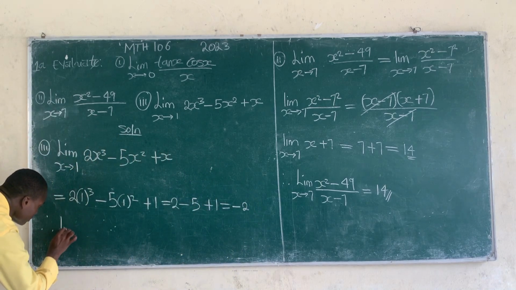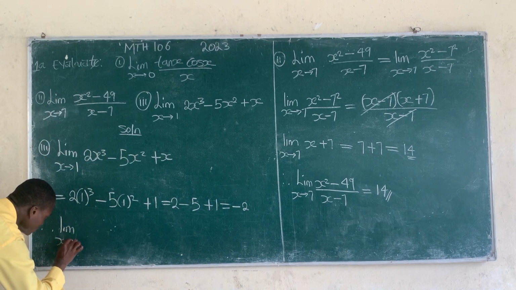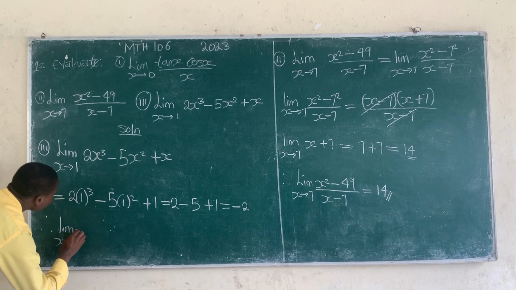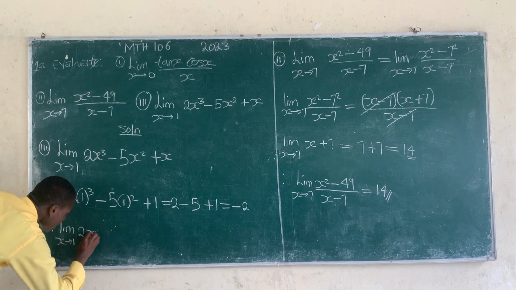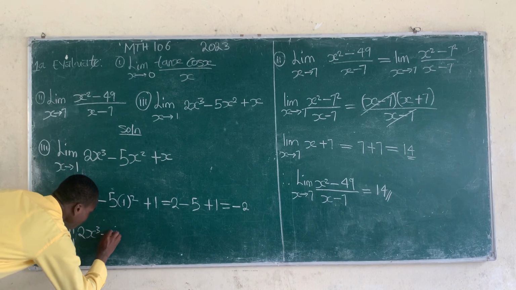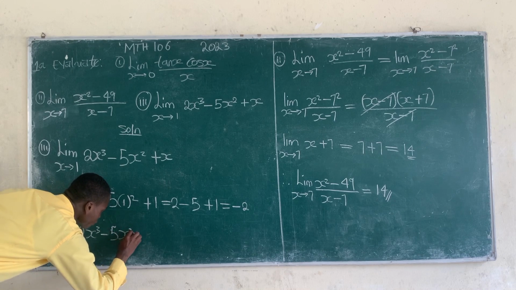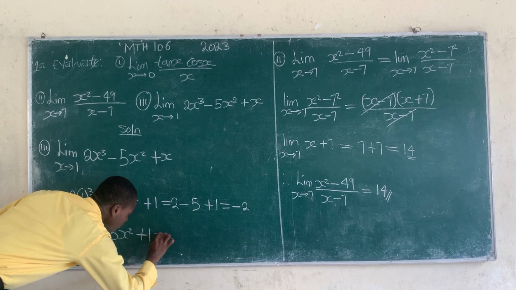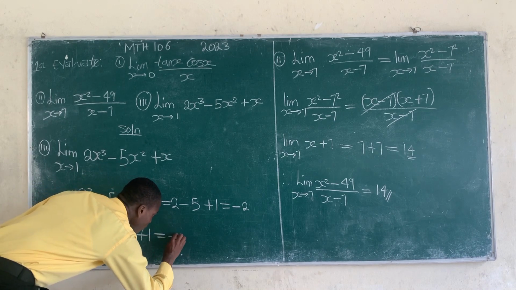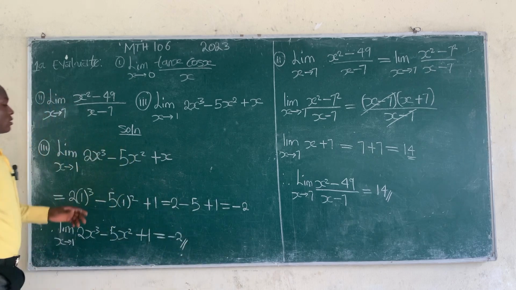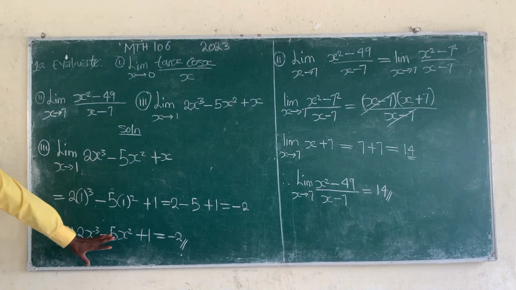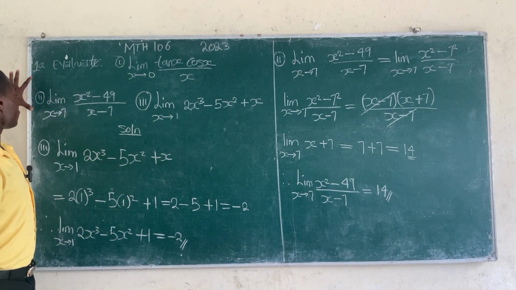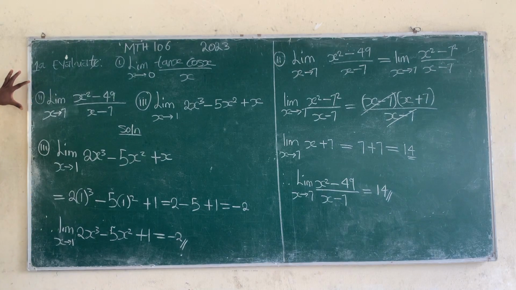Therefore, the limit as x approaches 1 of 2x cubed minus 5x squared plus 1 is equal to minus 2. Alright, so this is the answer to that given question 1a. So let's take the question 1b before we move on to the next question 2.